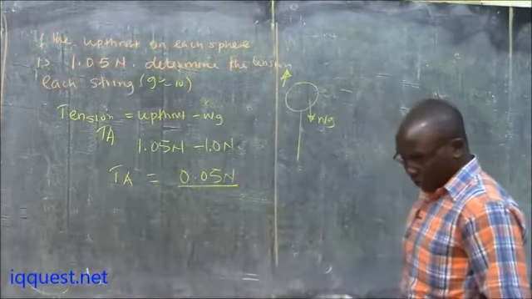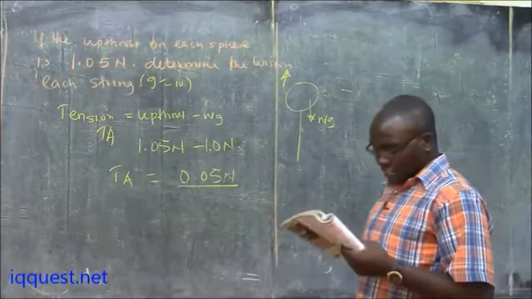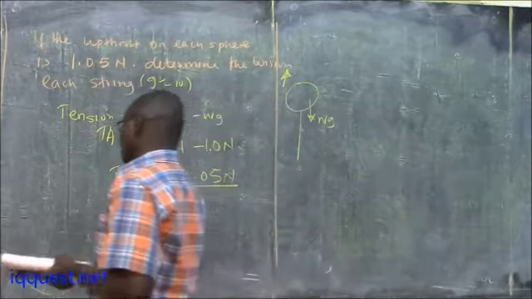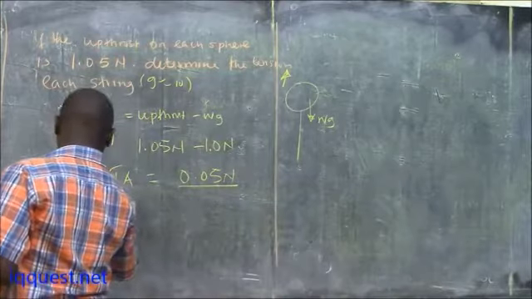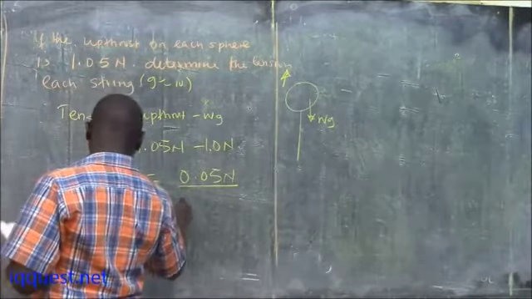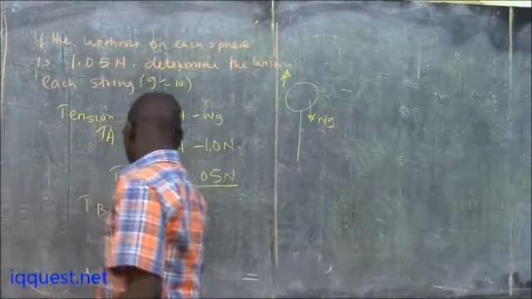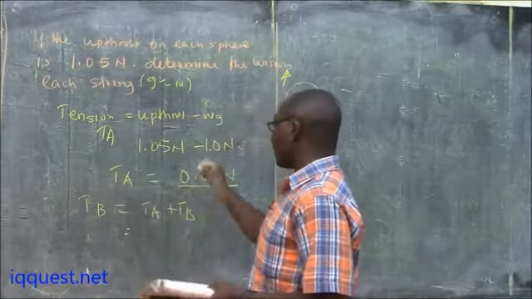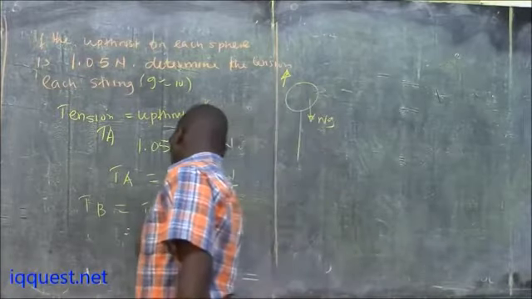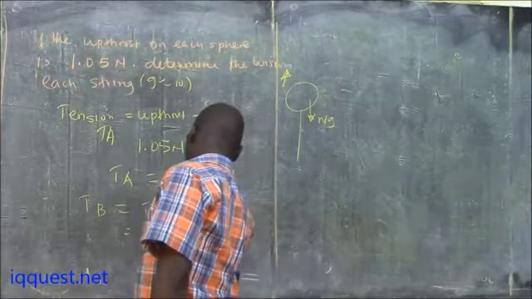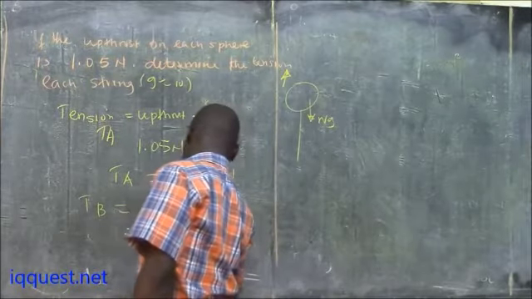The other question is the tension in B. The tension in B will be equal to the tension in A plus the tension in B. Now the upthrust in each case, which is 0.05 plus 0.05, is equal to 0.1 newtons.